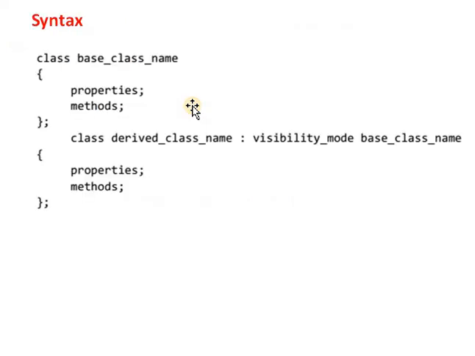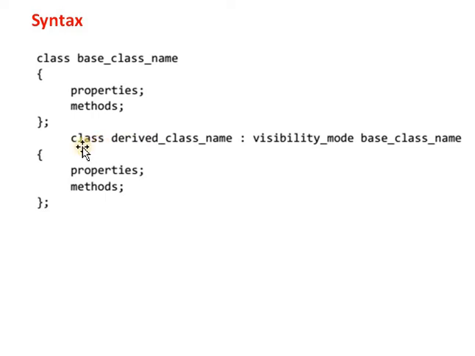How to define a single inheritance? First, we write a base class. Then after that base class, we derive a subclass. First, we write a class definition for the base class, and after that, we write the class definition for the derived class. How to write the definition for the derived class in a single inheritance?